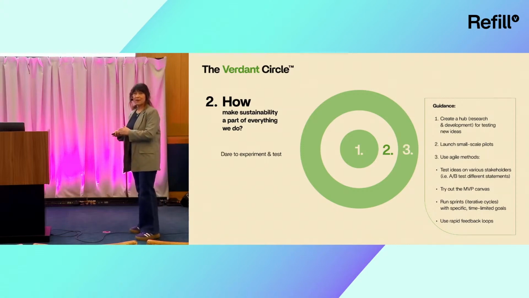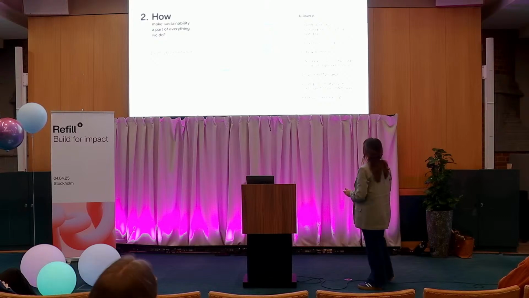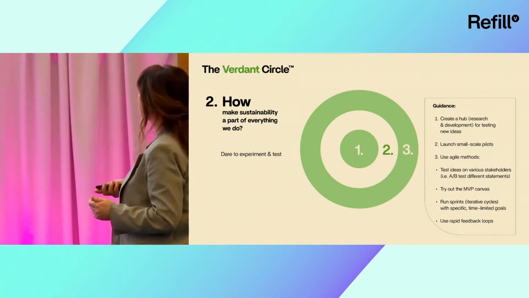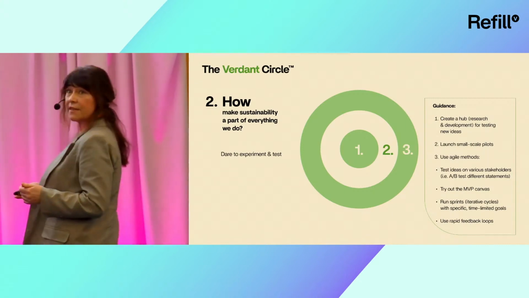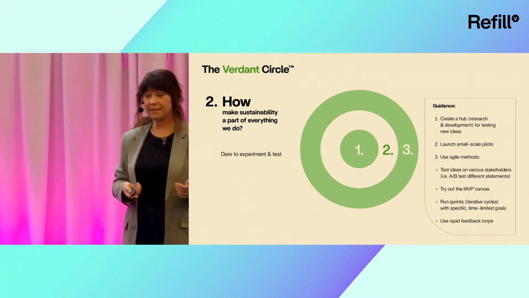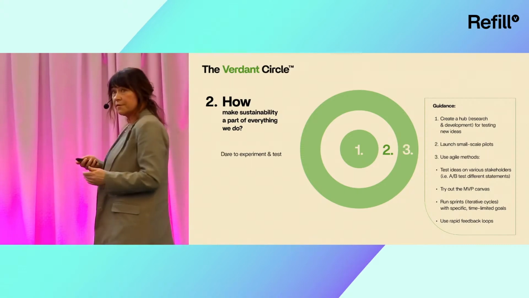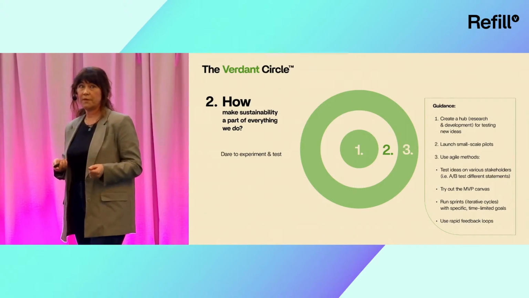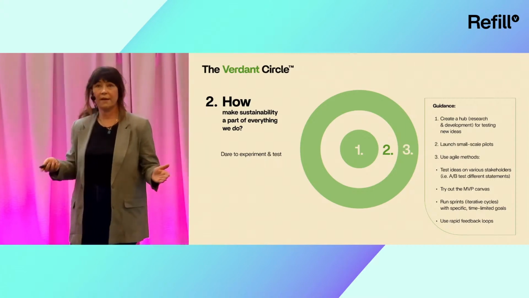You know, I spoke to a lot of economists and people that aren't designers, and they're not necessarily familiar with everything that we do with design principles and agile methods, but you can use it in helping with these statements. So it could be, for instance, testing ideas on various stakeholders, A/B testing different statements for feedback. Try out the MVP canvas that my colleague Andreas is going to talk about later on today. I recommend that you go and listen to what he's got to say. You can run sprints, iterative cycles with specific time-limited goals. And of course, always important, use rapid feedback loops. Always be transparent to test new ideas and statements, and try to get feedback loops.